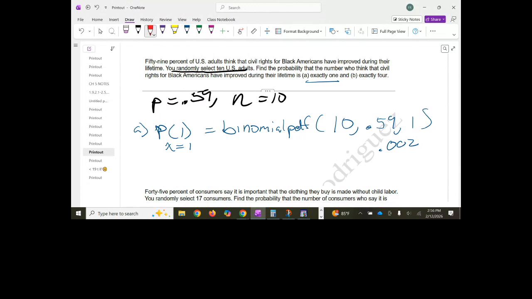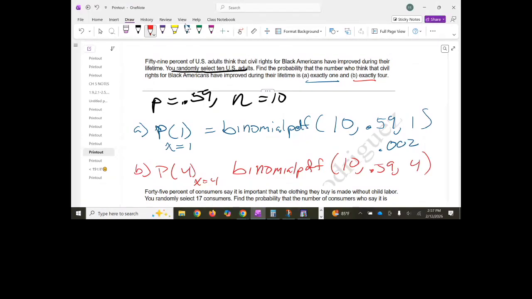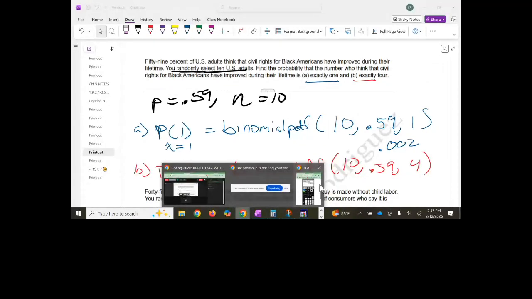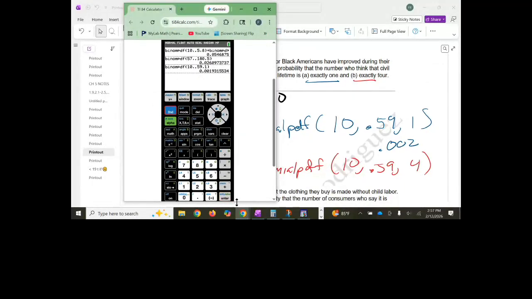And there's a second part to that question, y'all. Part B says, what about exactly 4? Okay, we can do that too. We're going to do the same thing. Binomial PDF, 10, 0.59, and now with a 4, right? So let me see, second enter. Yeah, it's going to change that right there, y'all, to a 4. Boom. And I'm coming up with 0.121.